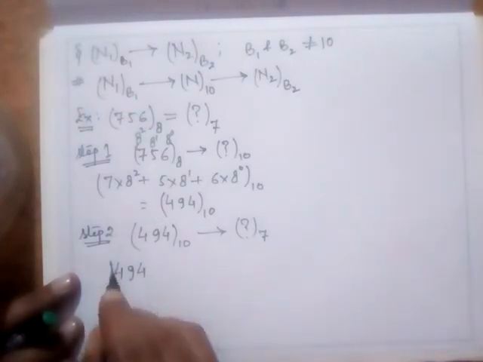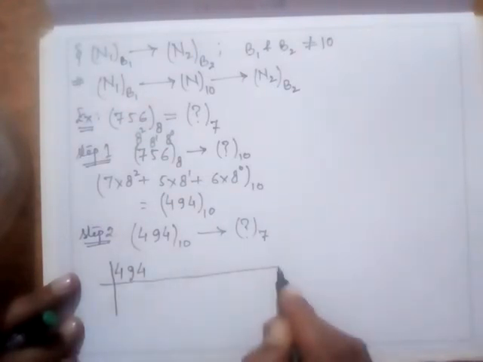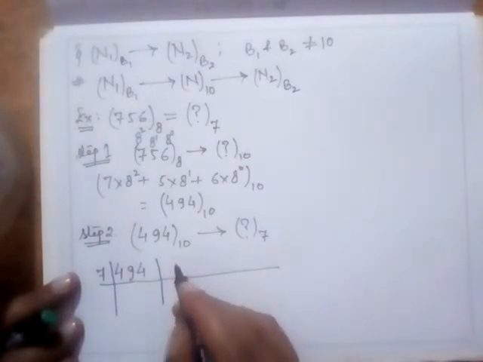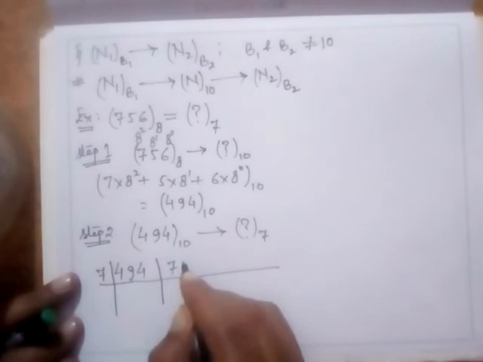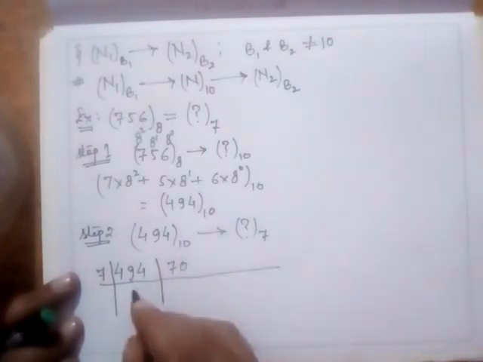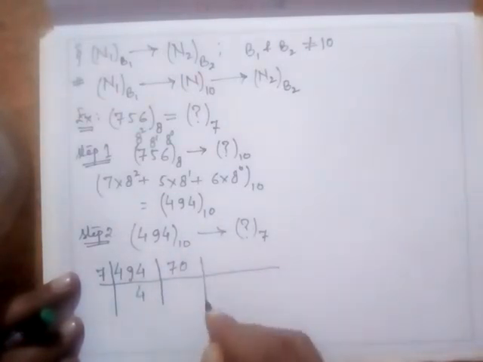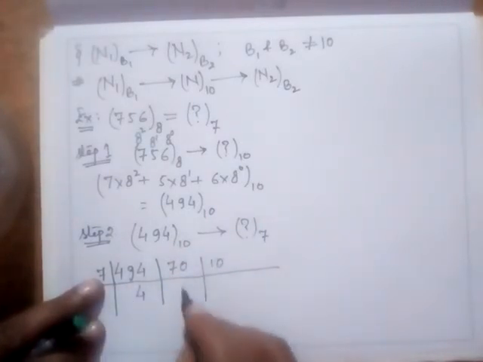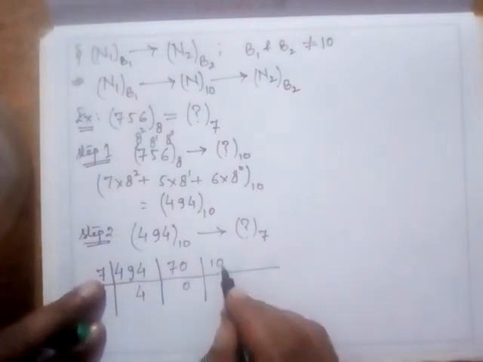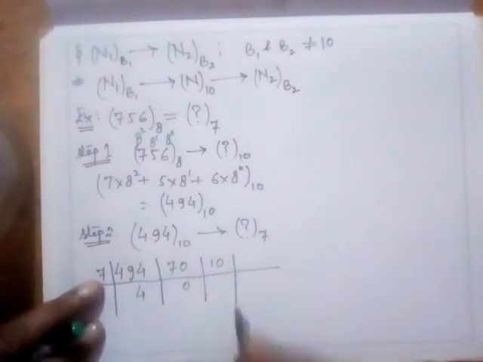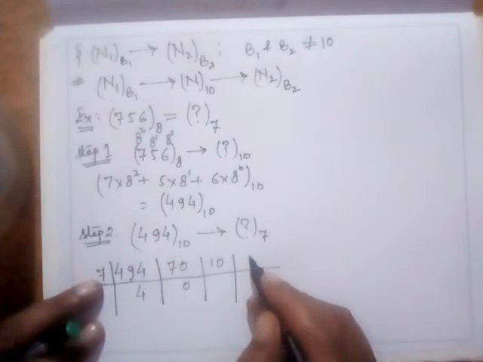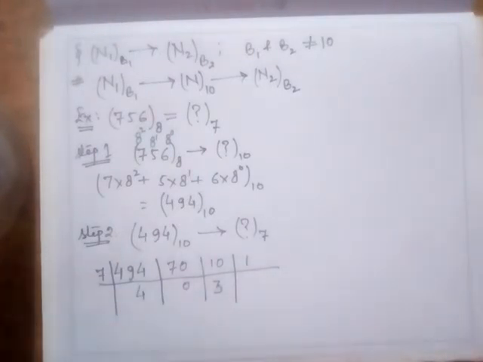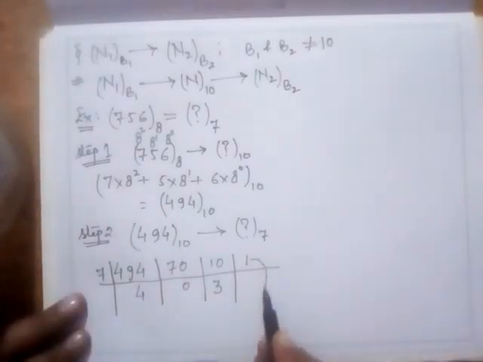Integer part means by successive division or continuous division. I'll divide this by 7. So 7 7s are 49, 0, and the remainder will be 4. Further, I divide this 70 by 7 because 70 is more than 7. So 7 10s are 70, remainder is 0. Further, this 10 is greater than 7, so I'll have to divide it again. So 7 1s are 7, and the remainder is 3. Now this 1 is less than 7, I'll stop here, and from here I write this in the reverse order.